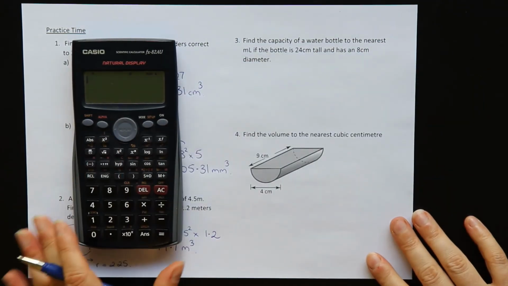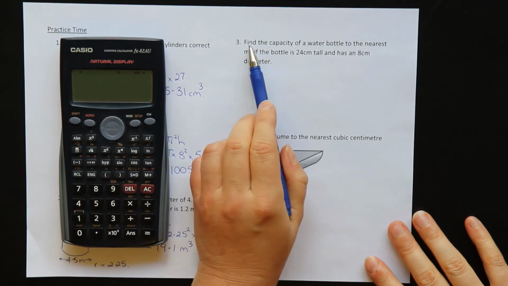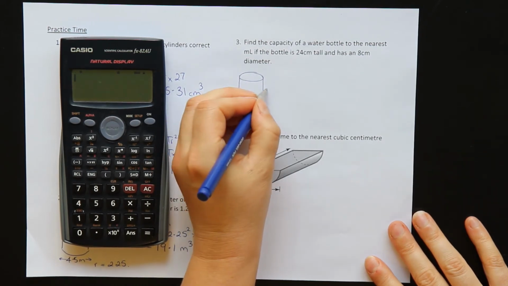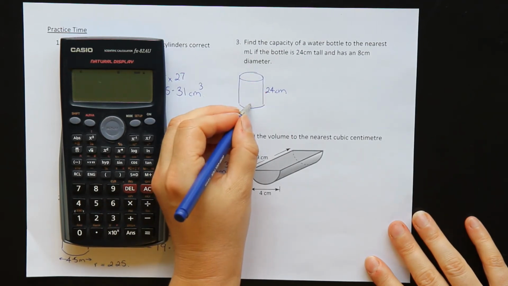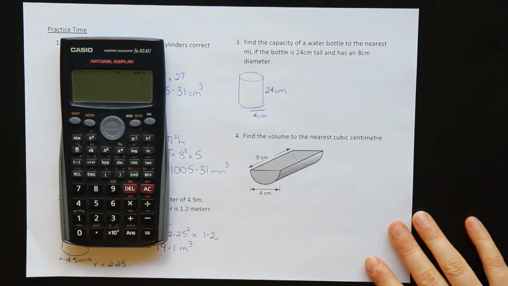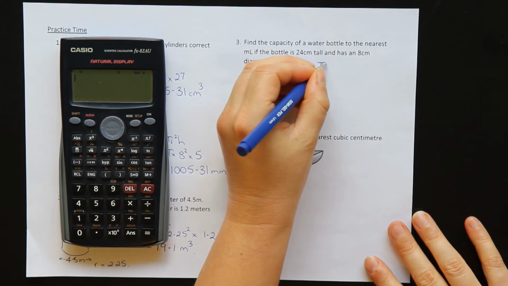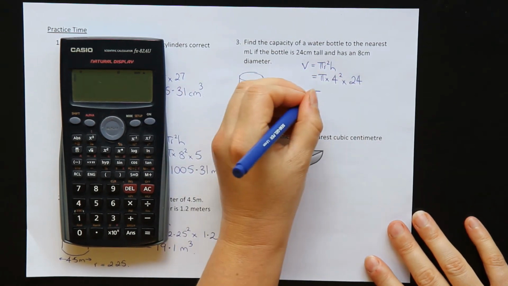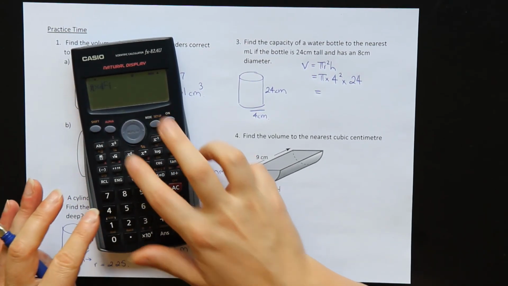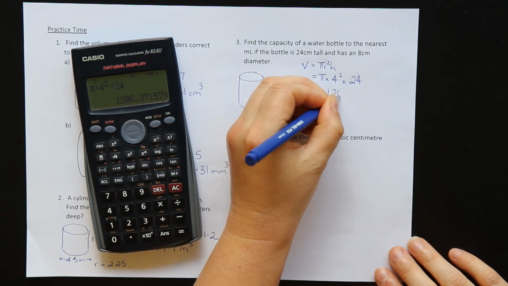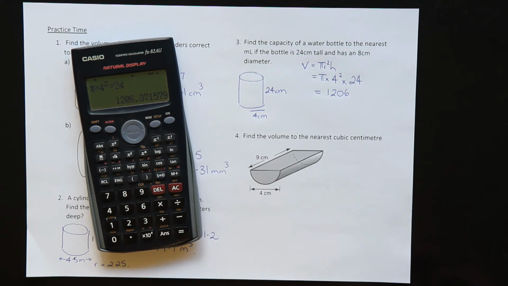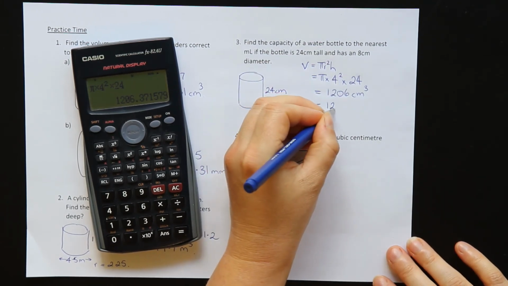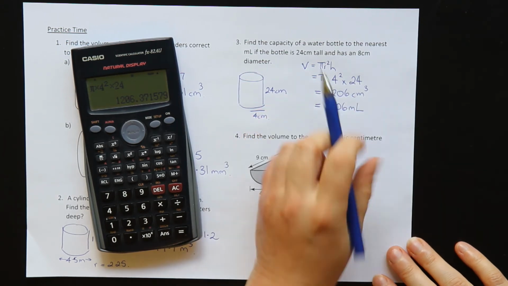Okay, question 3. We want to find the capacity. As soon as it says capacity, we know we want to change this into mils. Find the capacity of a water bottle to the nearest milliliter if the water bottle is 24 centimeters tall and has an 8 centimeter diameter. Or let's just change that to a 4 centimeter radius. So volume is equal to pi r squared h. Pi times 4 squared times the height, which is 24 centimeters. So we get 1206. Okay, but that's in centimeters cubed. But remember that centimeters cubed are the same as milliliters. So it's 1206 milliliters. That's found to the nearest mil.